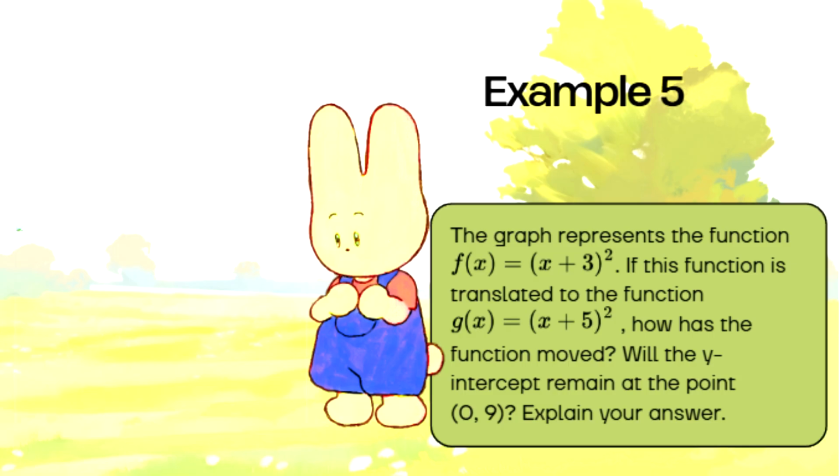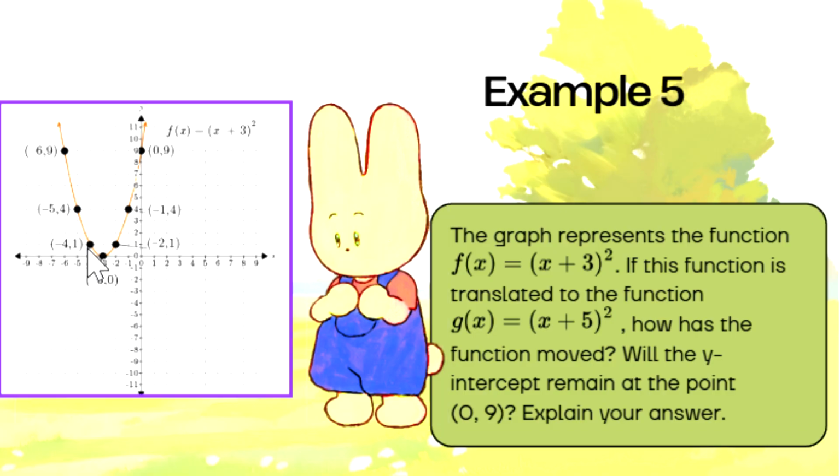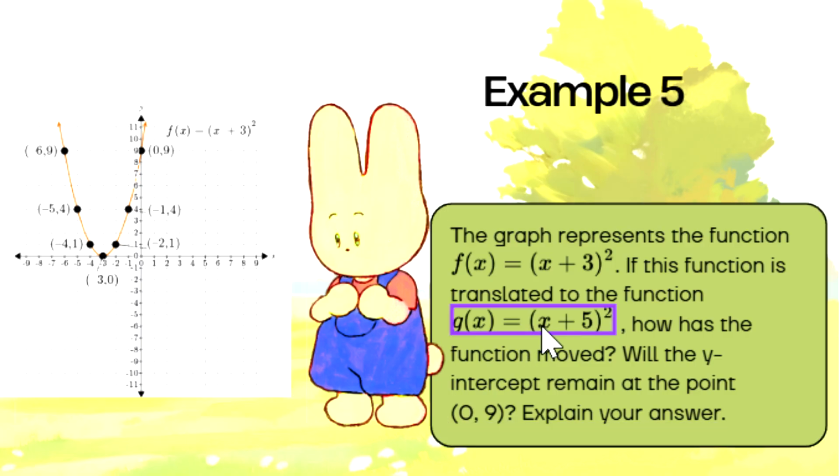Okay, example 5. The graph, which is not there, represents the function f(x) = (x + 3)². If this function is translated to the function g(x) = (x + 5)², how has the function moved? Will the y-intercept remain at the point (0, 9)? Explain your answer. So here's our beautiful little graph, and it's getting moved to (x + 5)².